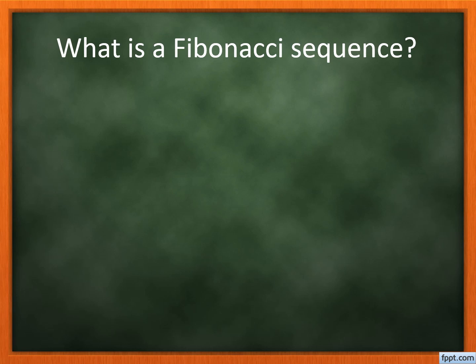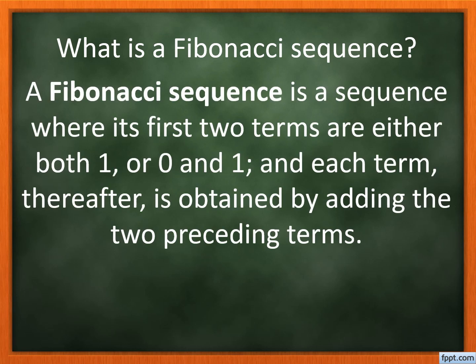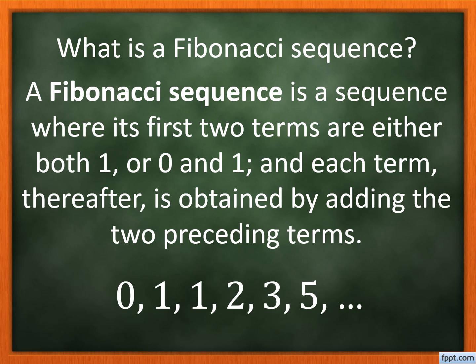Let us define. What is a Fibonacci sequence? A Fibonacci sequence is a sequence where its first 2 terms are either both 1 or 0 and 1, and each term thereafter is obtained by adding the 2 preceding terms. For example, we have 0, 1, 1, 2, 3, 5. What do you think is the next term?